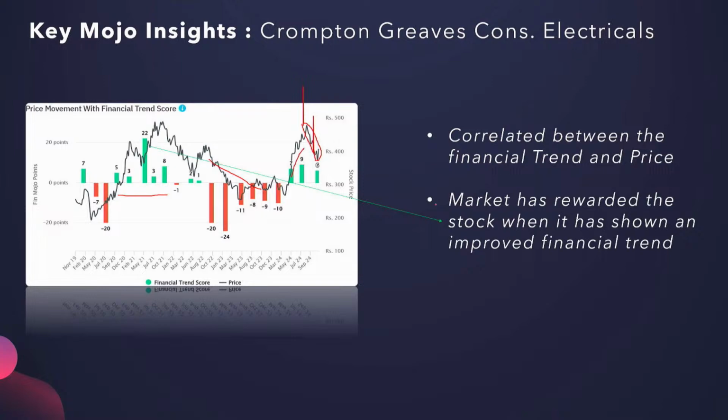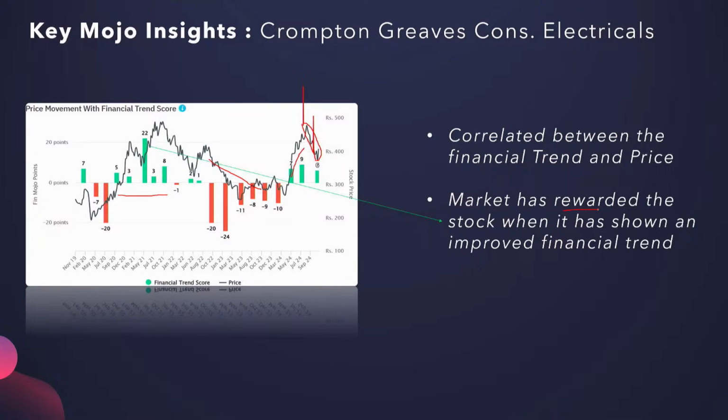So the price has actually moved down. But the market has rewarded the stock when it has shown an improved financial trend. In the upcoming quarter, if there is an improvement in the financial trend because of this particular news article, it could be a nice time to enter this particular stock.